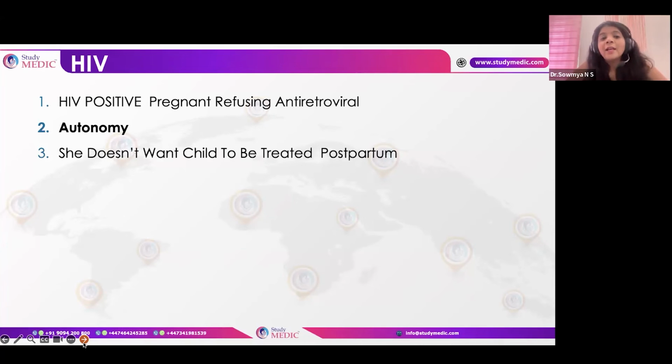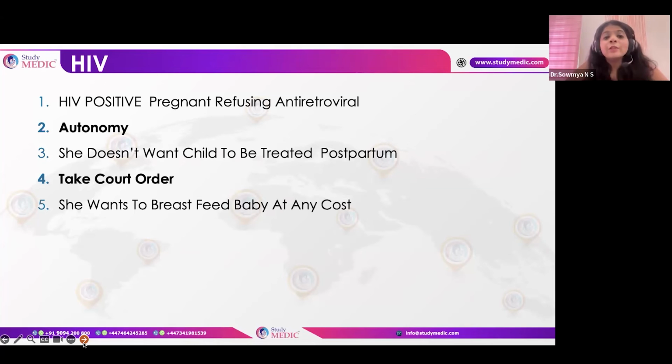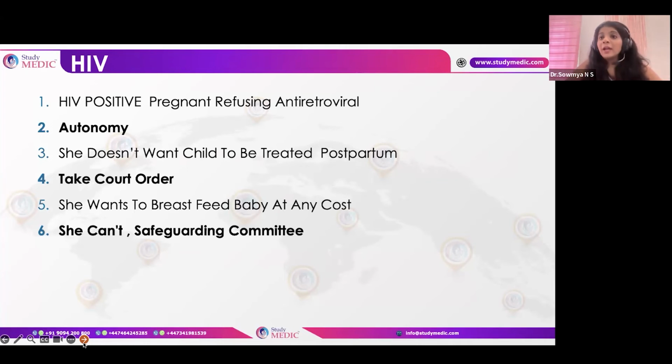On the other hand, she doesn't want the child to be treated postpartum. That is not possible because the child, once it is born, is an individual. So you take the court order and proceed. She wants to breastfeed the baby at any cost. I'm giving a hypothetical situation. It depends upon the viral load, everything.